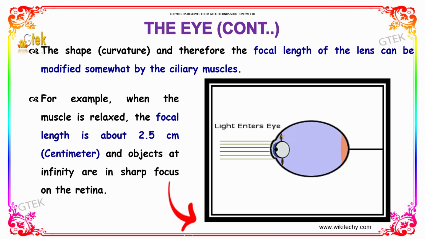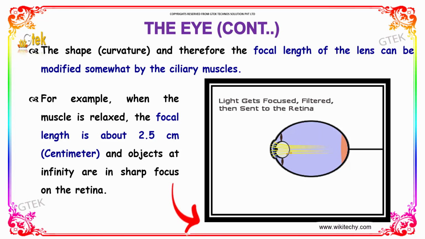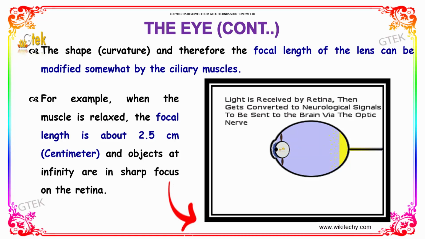If you see in this eye, the shape which is called curvature, and therefore the focal length of the lens can be modified somewhat by the ciliary muscles. For example, when the muscle is relaxed, the focal length is about 2.5 cm and the objects at infinity are in sharp focus on the retina.